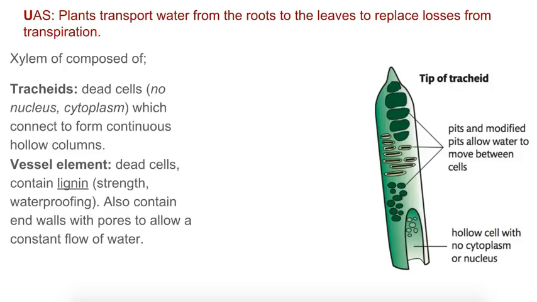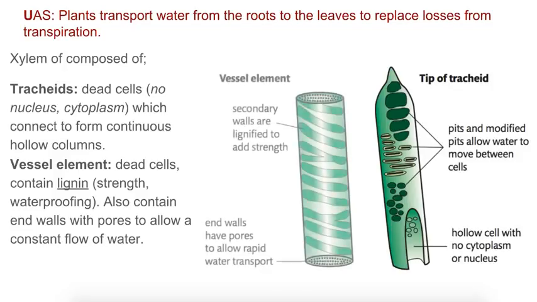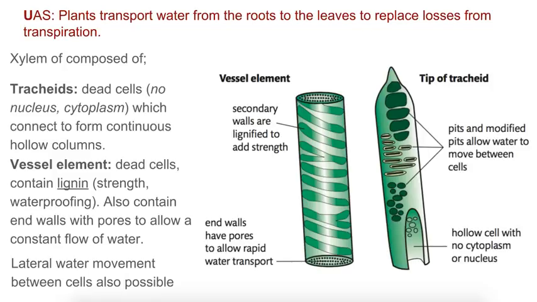They are also composed of these cells called vessel elements. Now these are also dead cells, but they are really special because they contain a substance called lignin. Now lignin provides great strength and also waterproofing, and we'll see why that is important when we look at the mechanism for movement up and down the plant. They also contain end walls with pores to allow a constant flow of water, so we can see that water moves laterally and also up and down through the xylem. And we can see that here, especially aided by the pits.